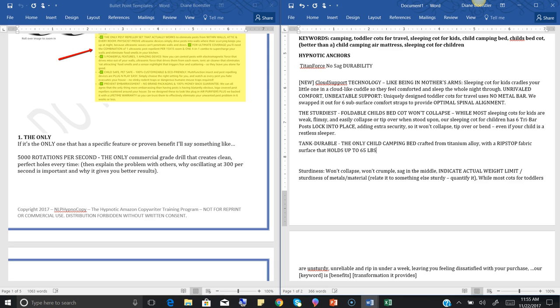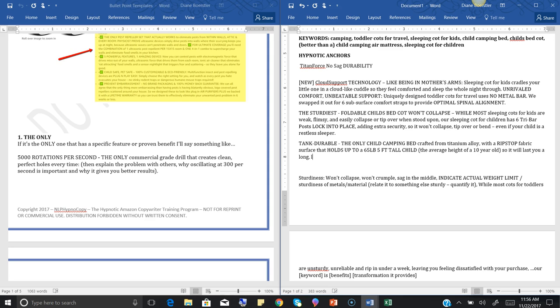Let's see here. So we want to quantify this, right? So what else do we want to quantify it for? The average, up to 65 pounds. And up to a 65-pound, let's say 5-foot tall child. So let's say the average height of, you can say, a 10-year-old, right? So it will last you a long, long, long time, right?